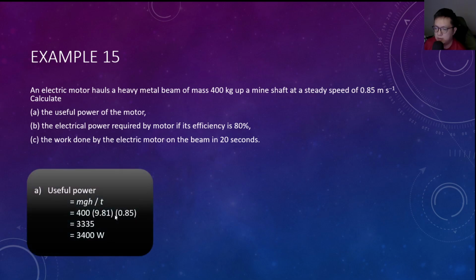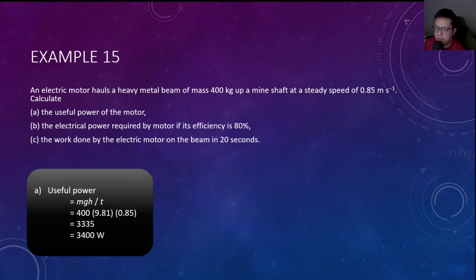Useful power is the actual work that's done. So we don't look at what the machine uses, we look at what is actually being done. In this case, the metal beam of 400 kg is moving up, so we can do 400 times 9.81 times 0.85. Why times 0.85 here? Because I'm taking mgh over t. m and g are constants. h over t is essentially average velocity. Since velocity here is constant, I can just use 0.85. So 400 times 9.81 times 0.85, I get 3335 watts.